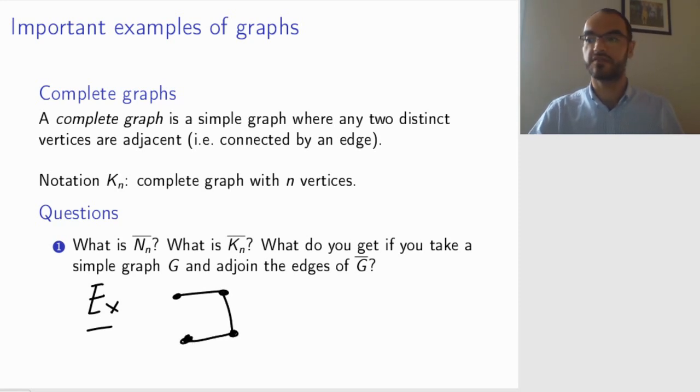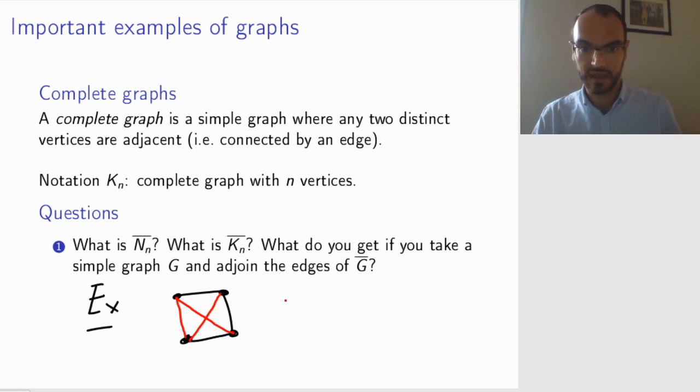So this is a graph on 4 vertices, and I have these 3 edges. Now, if I add the edges of the complement, so these are the edges that are not already there, to make a simple graph, well, then I get all possible edges, right? Because I had the edges that are there, and I add all the possible edges that could have been there to keep a simple graph.